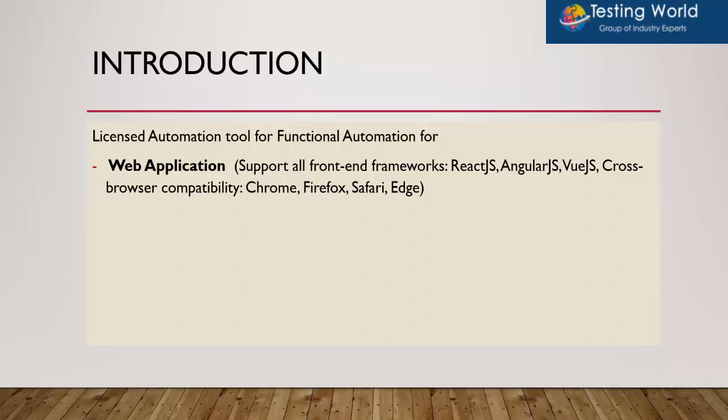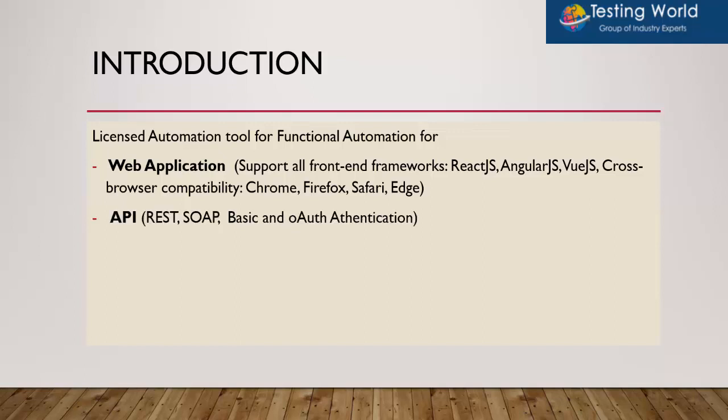It supports different kinds of applications. So let's start with the most common application, which is web application. It supports almost all front-end frameworks like React.js, AngularJS, Vue.js. It also supports cross-browser testing. We also call it browser compatibility testing, and we can test our script on Chrome, Firefox, Safari, Edge. It gives end-to-end support of web-based applications. So first, by using Katalon Studio, we can automate web-based applications.